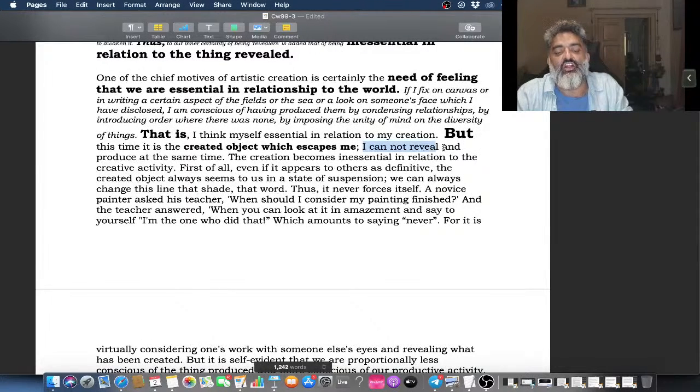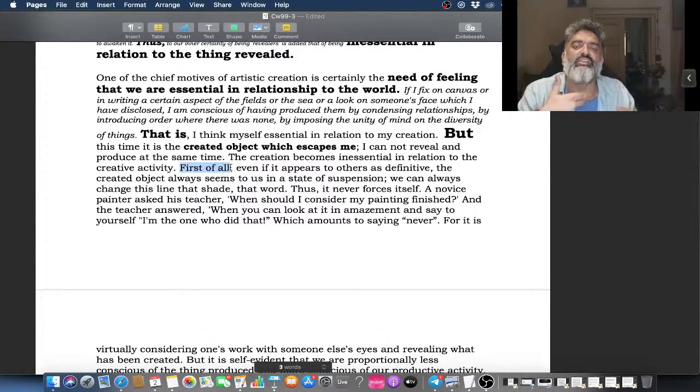I cannot reveal and produce at the same time. The creation becomes inessential in relation to the creative activity. The creation becomes inessential. What has become inessential? The object has become inessential. So creation must refer to the object. Your brain should be making all of these connections simultaneously. First of all, that means he is going to now explain why the creation, and what does creation mean? Let's say if you're a potter or a carpenter and you make something, that is your creation, that is the object.